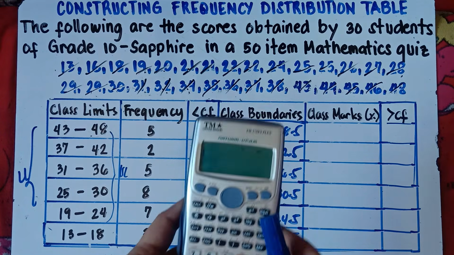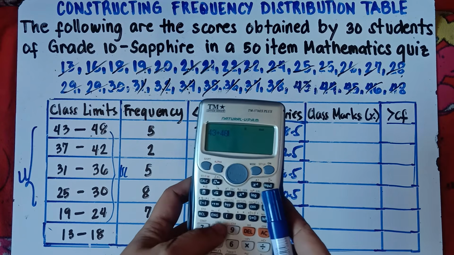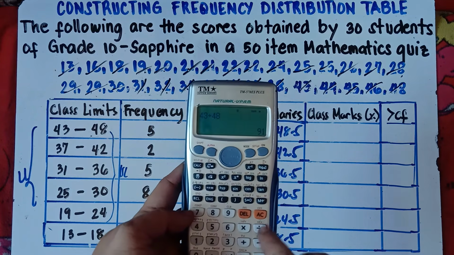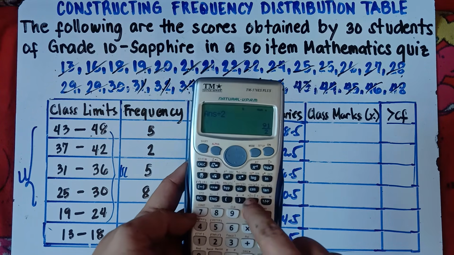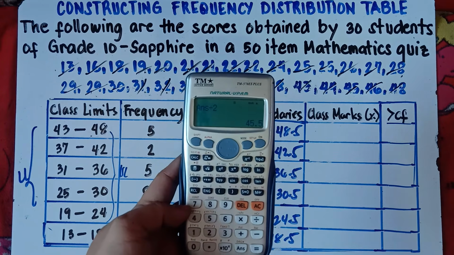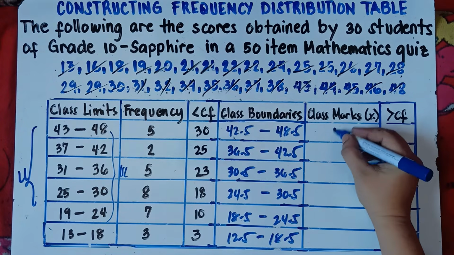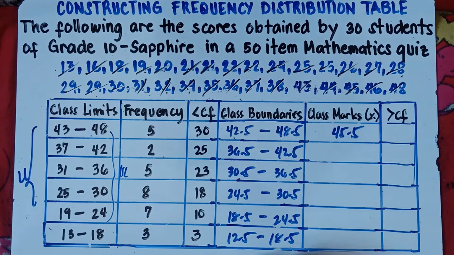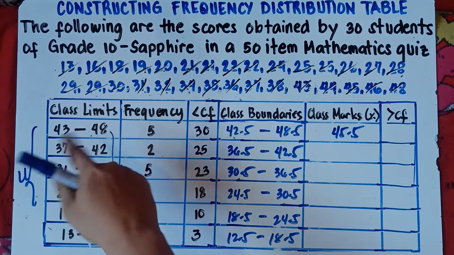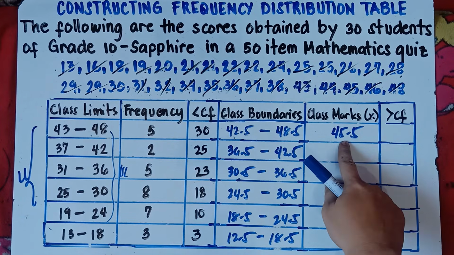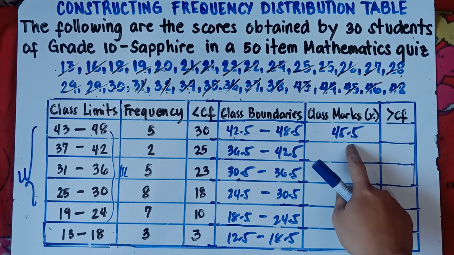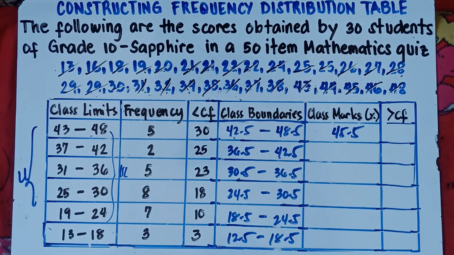Alright, let's use the calculator. 43 plus 48. That's 91. Divide 2. Then you press this one decimal. You have 45.5. Alright, that's it, class. You add 43 plus 48, divide by 2. That would be your class marks. So once again, class marks, it means midpoint. So that's how you get class marks.